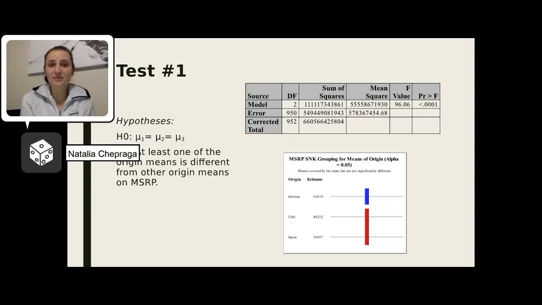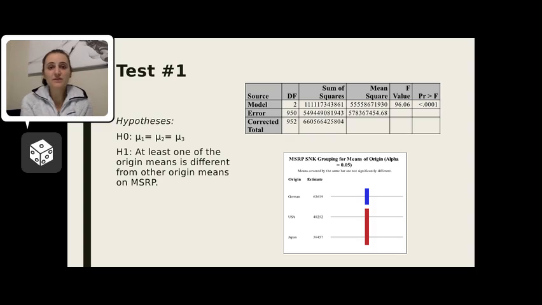The purpose of test number 1 is to test the hypothesis of whether cars have different MSRPs for Germany, Japan, and US origin. For this test, we use the variables origin and MSRP. The H0 hypothesis is mu1 equals mu2 equals mu3, meaning that the means for Germany, Japan, and USA cars are the same. The H1 hypothesis is that at least one of the origin means is different from the other origin means on MSRP.